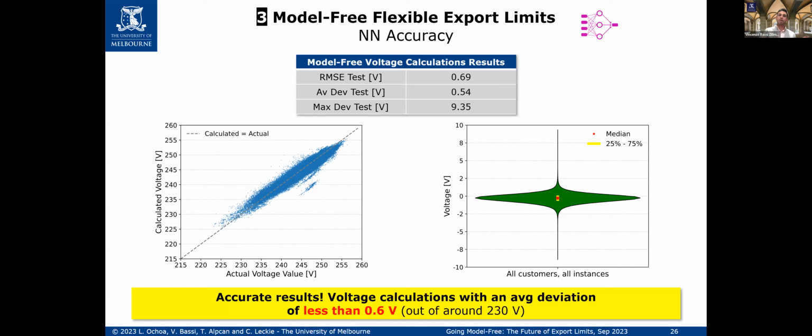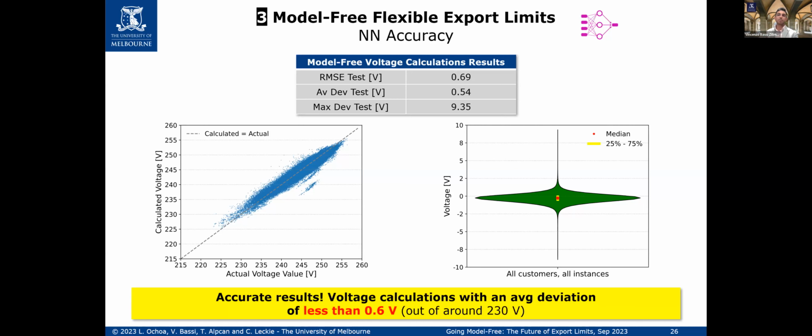In the left plot, what we are plotting is a scatter plot, in which the y-axis corresponds to the calculated voltages, whereas the x-axis corresponds to the actual voltage values. The idea here is that if everything were perfect, all the values would be aligned with the identity line, which we are plotting in dashed gray. But of course, as smart meters have noise and it's not perfect, we are always going to have a little spread around this. What is important here is that our calculations resemble this identity line, which means that we are accurately capturing the underlying relationships of our low voltage network.